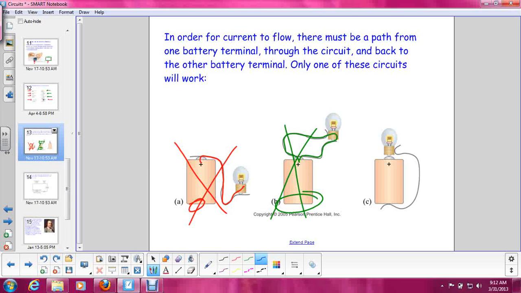Hopefully the last one will. We start on our positive terminal and move up through the light bulb, down through the wire, into the other terminal, back up. I did not need to pick up my marker to make a whole loop, and it passed through both terminals of the battery. This is the one circuit that will work.